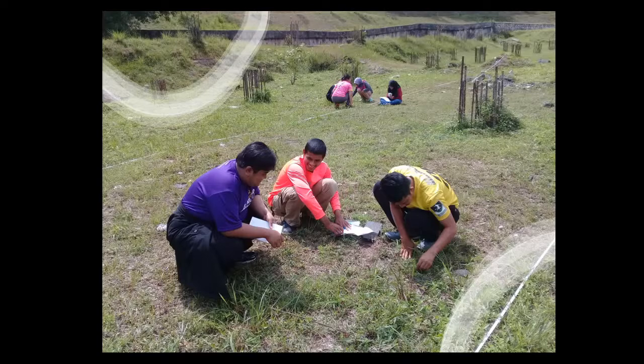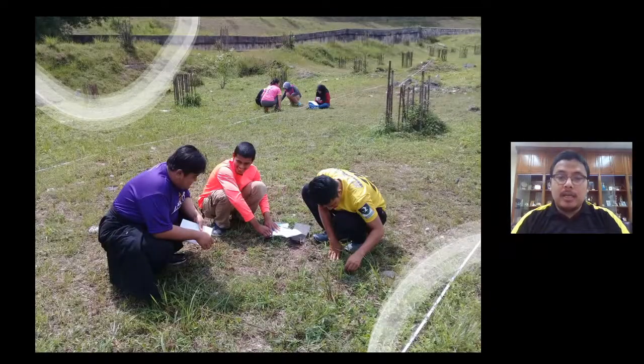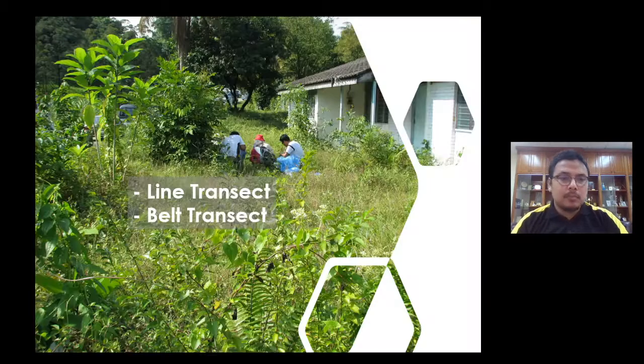gradients. For example, you might use a transect to show the changes of plant species as you move from grassland into woodland, or to investigate the effect on species composition of a chemical pollutant. There are two ways to do systematic sampling. First is line transect. The second one is belt transect. Okay, so in this lecture, I will discuss line transect.